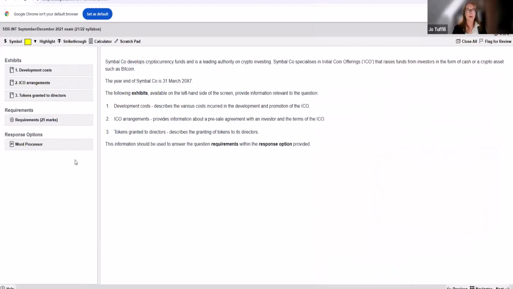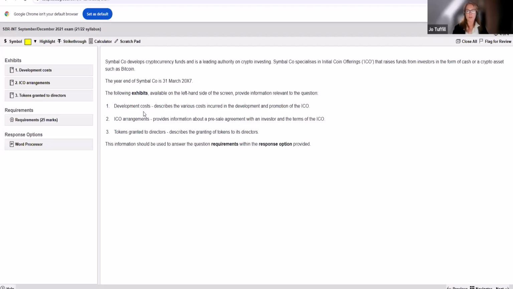So here we are on the practice platform. I'm on September-December 2021. And I'm on question 4 of the exam, and it's for 25 marks. And it's called Symbol Company, and it says it develops cryptocurrency funds and is a leading authority on crypto investing. It specializes in initial coin offerings and raises funds from investors in form of cash or crypto assets such as Bitcoin. So this scenario is about raising initial coin offerings, but also investing in setting up platforms for the crypto investing.